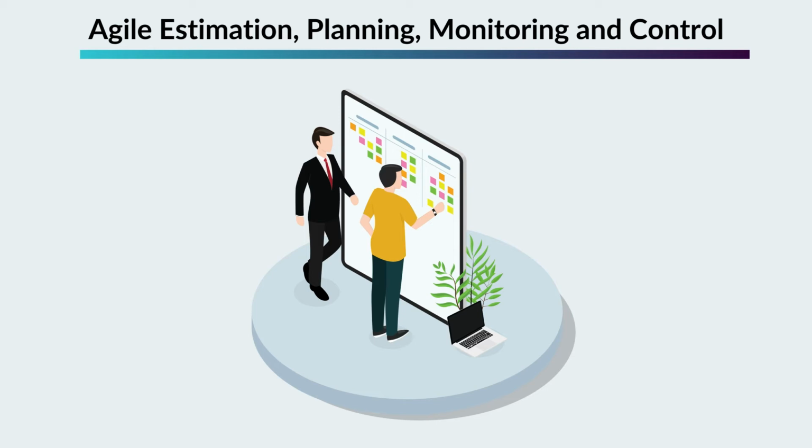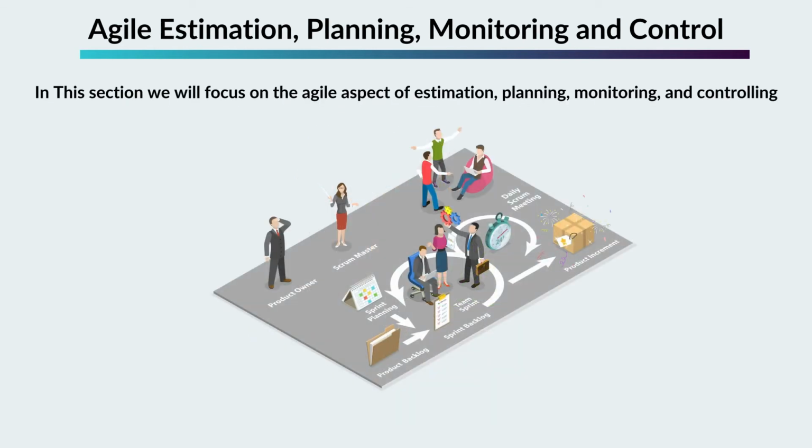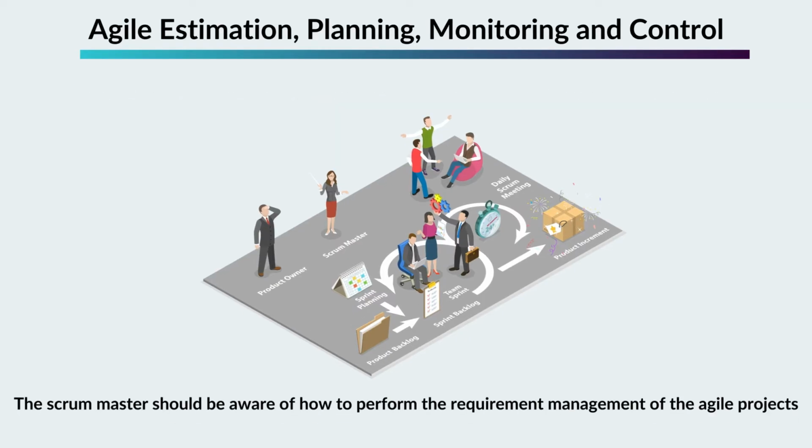Agile estimation, planning, monitoring, and control. In this section, we will focus on the Agile aspect of estimation, planning, monitoring, and controlling. The Scrum Master should be aware of how to perform the requirement management of the Agile projects.